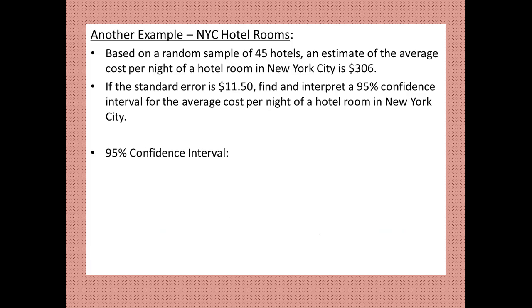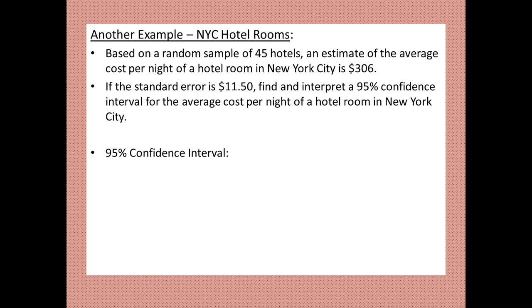Another example where we're going to compute the interval and then interpret the interval. So we have a random sample of 45 hotels. X bar, our sample mean of a cost per night of a hotel room in New York City is $306. And then we have a standard error of $11.50. So getting the interval won't be too bad.